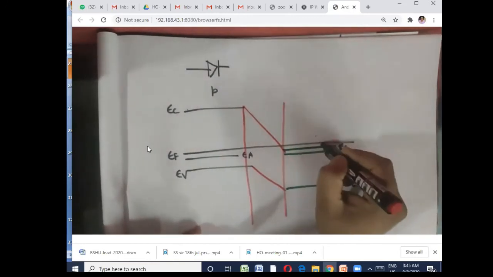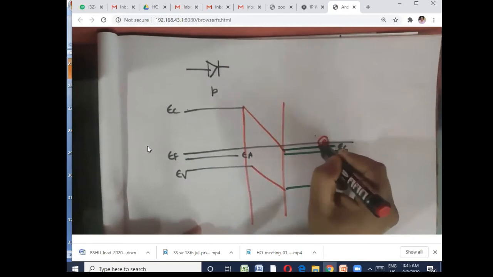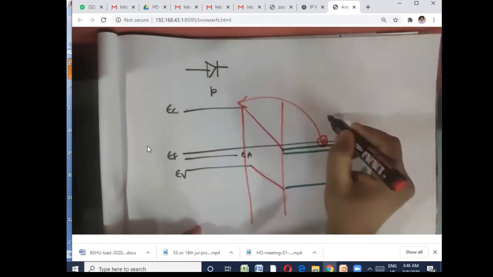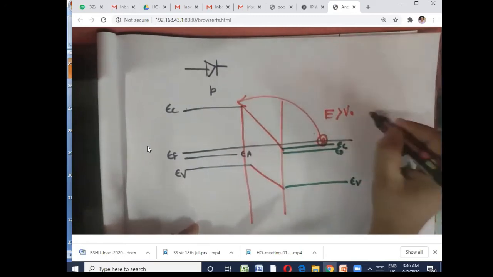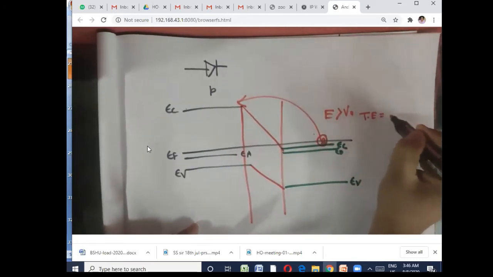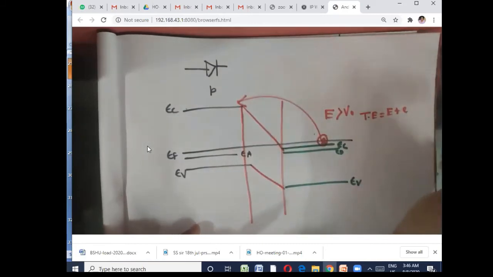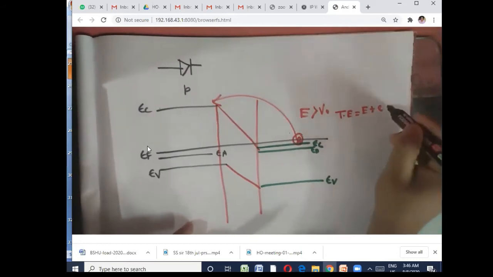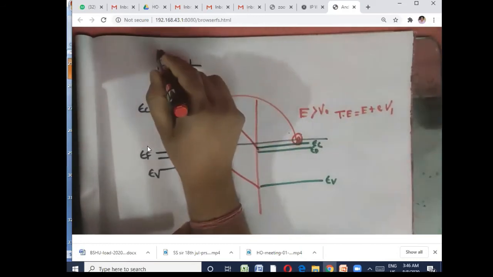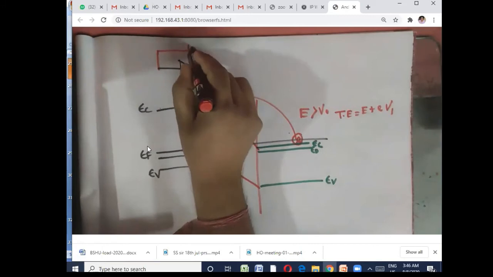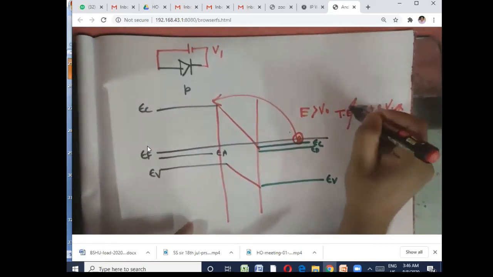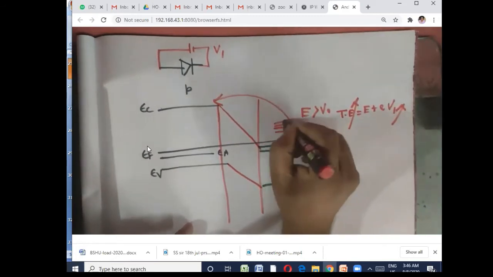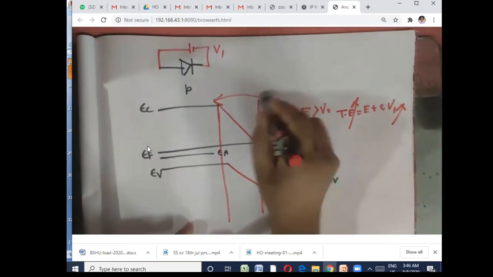Now an electron wishes to go from this side to this side. It can only go if the energy is greater than V0. So what you have been doing so far is trying to increase the total energy by applying forward bias. I was applying a voltage V1 here, increasing V1, giving more and more energy, moving it up in energy. So ultimately it has crossed the junction.